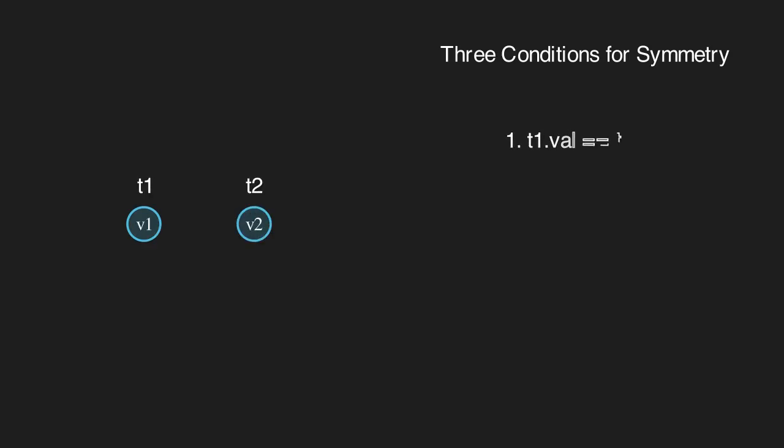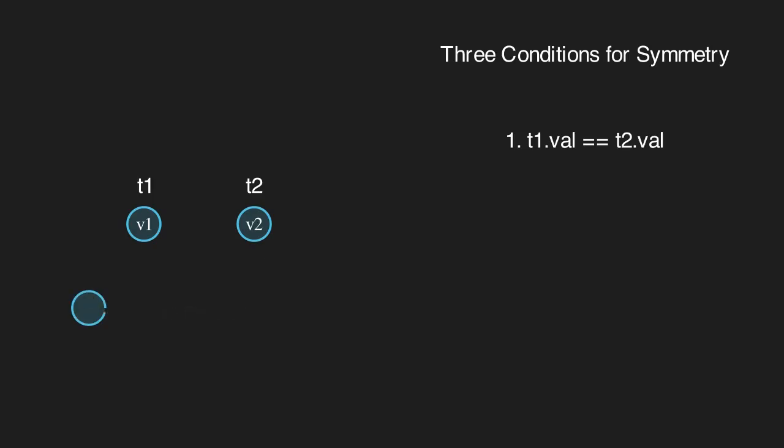For the subtrees rooted at t1 and t2 to be perfect mirrors, 3 specific conditions must be satisfied simultaneously. We will combine these using a logical AND operation. The first and most fundamental condition is value equality. The data stored in node t1 must be identical to the data stored in node t2. We write this algebraic step as t1.val equals t2.val. If these values differ at any point, the mirroring property is immediately broken.